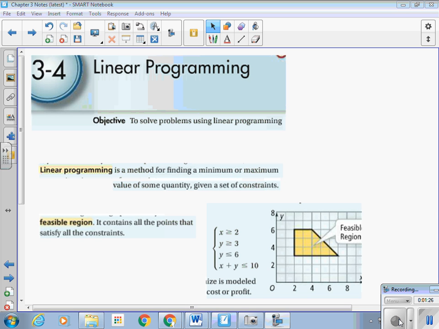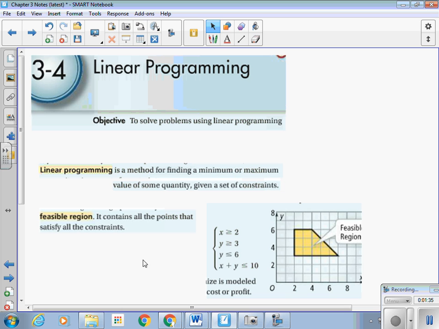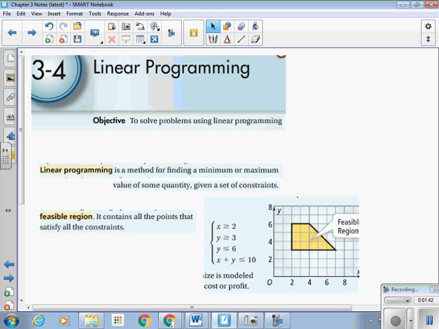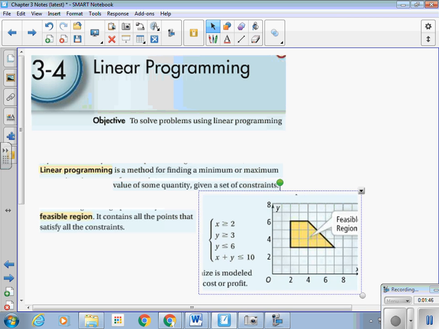All right, so once we figure out our constraints, they're going to create a feasible region. And a feasible region contains all the points that satisfy all the constraints. And so what I want you guys to do is sketch this feasible region here. It's got 4 constraints. The constraints together make a nice little trapezoid. This trapezoid, where our constraints overlap, is called our feasible region.